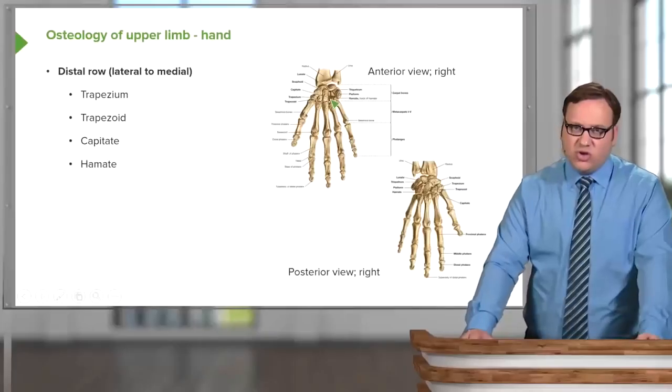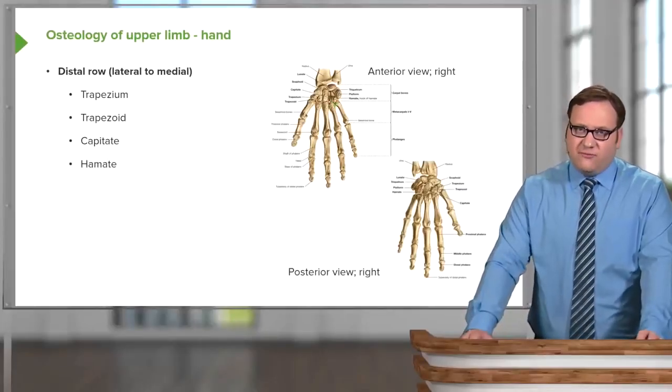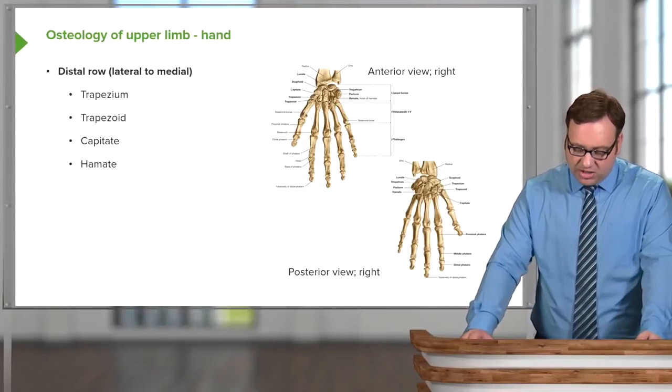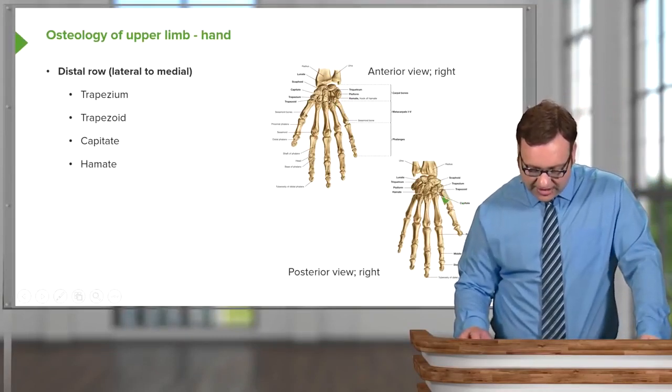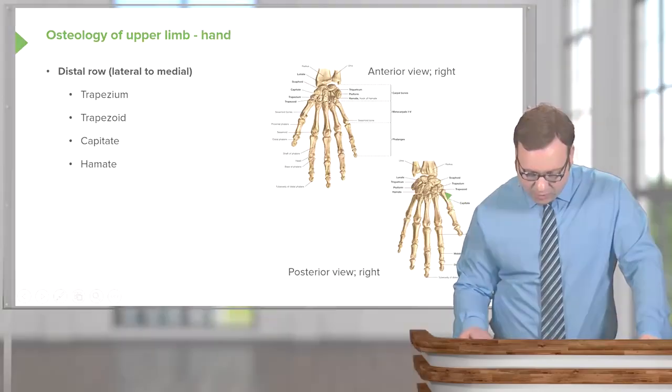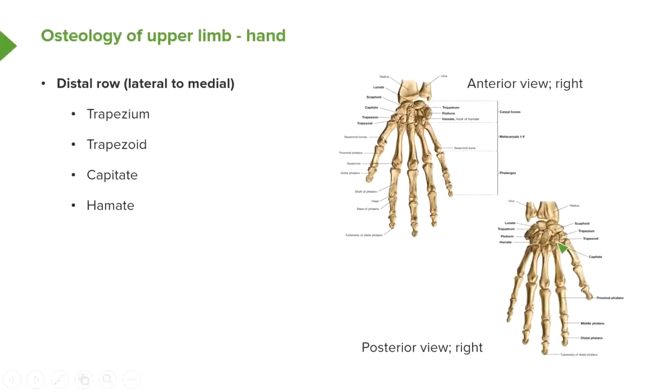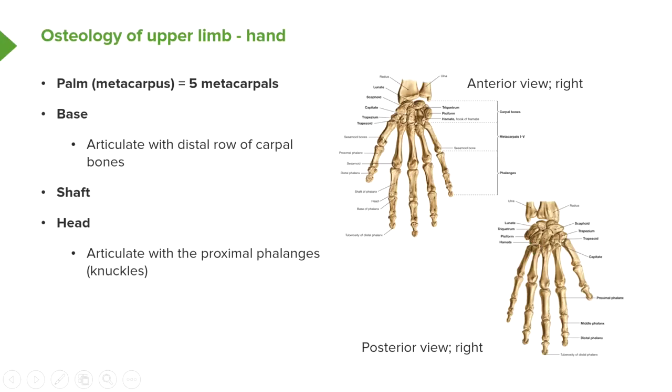We have these 2 rows with 4 bones forming each row. And we can see them both on the anterior and the posterior view. Here in the posterior view, we can see trapezium, trapezoid, capitate, and hamate. And these 8 carpal bones offer great flexibility.